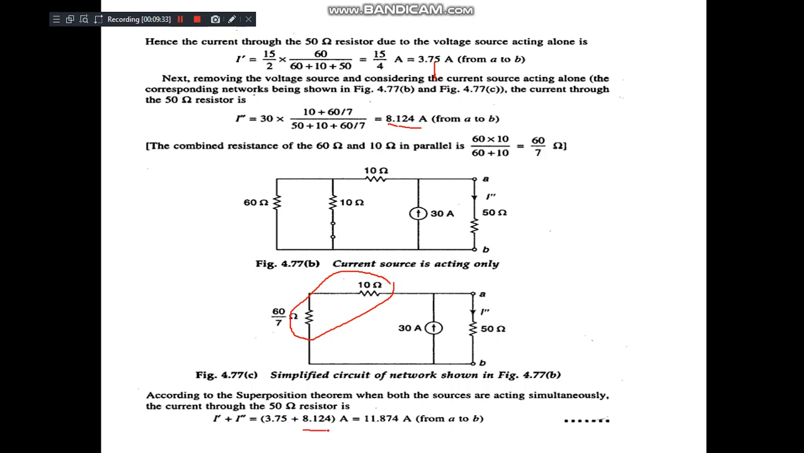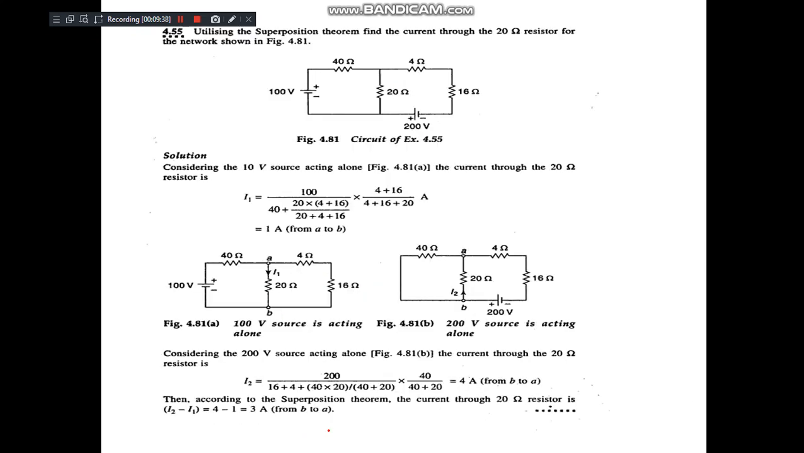So this is also a very simple problem. We will observe the next problem also. This is very simple again. Two sources. Deactivating this source, the circuit becomes like this. So I1 is equal to 100 divided by, these two are in series, parallel and series. So this is the current, and here also, activating this one, deactivating this one.